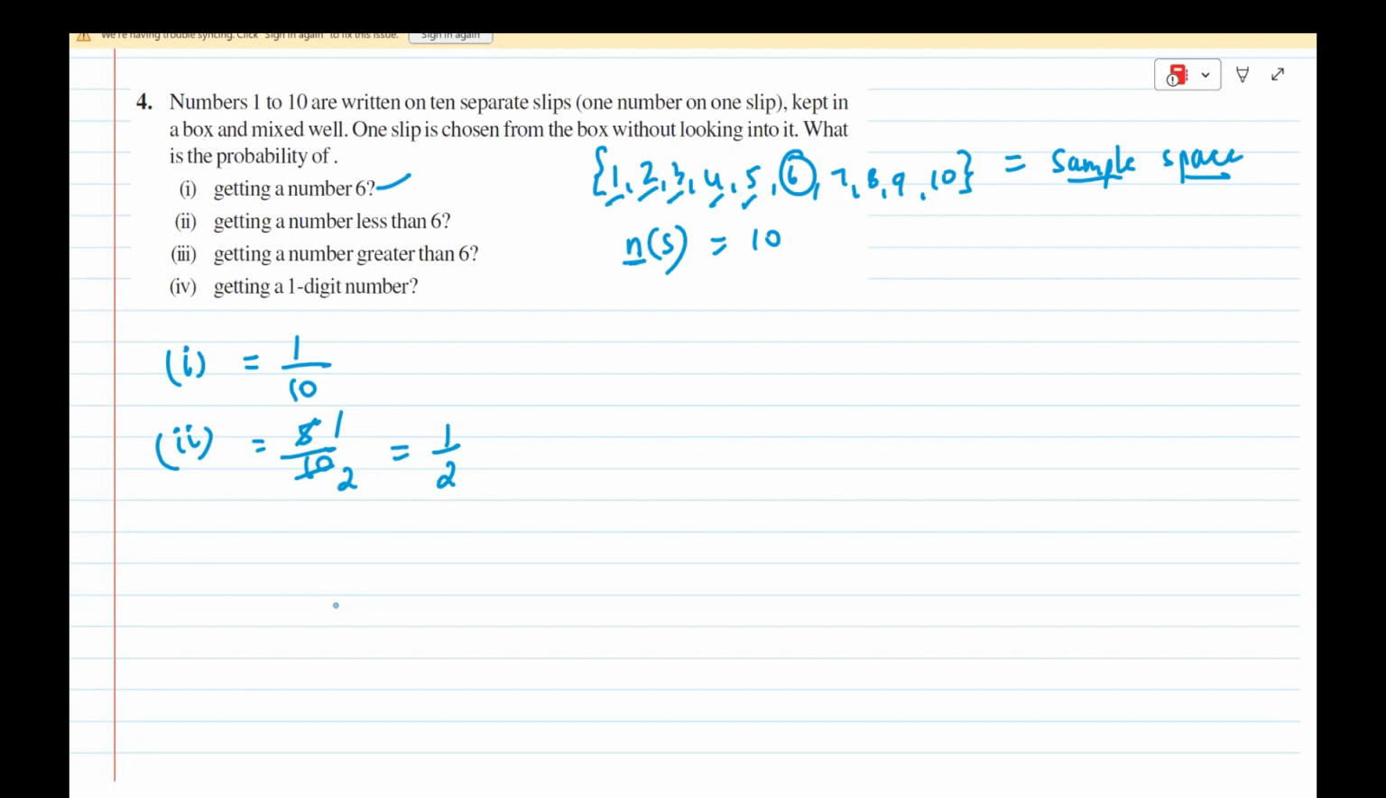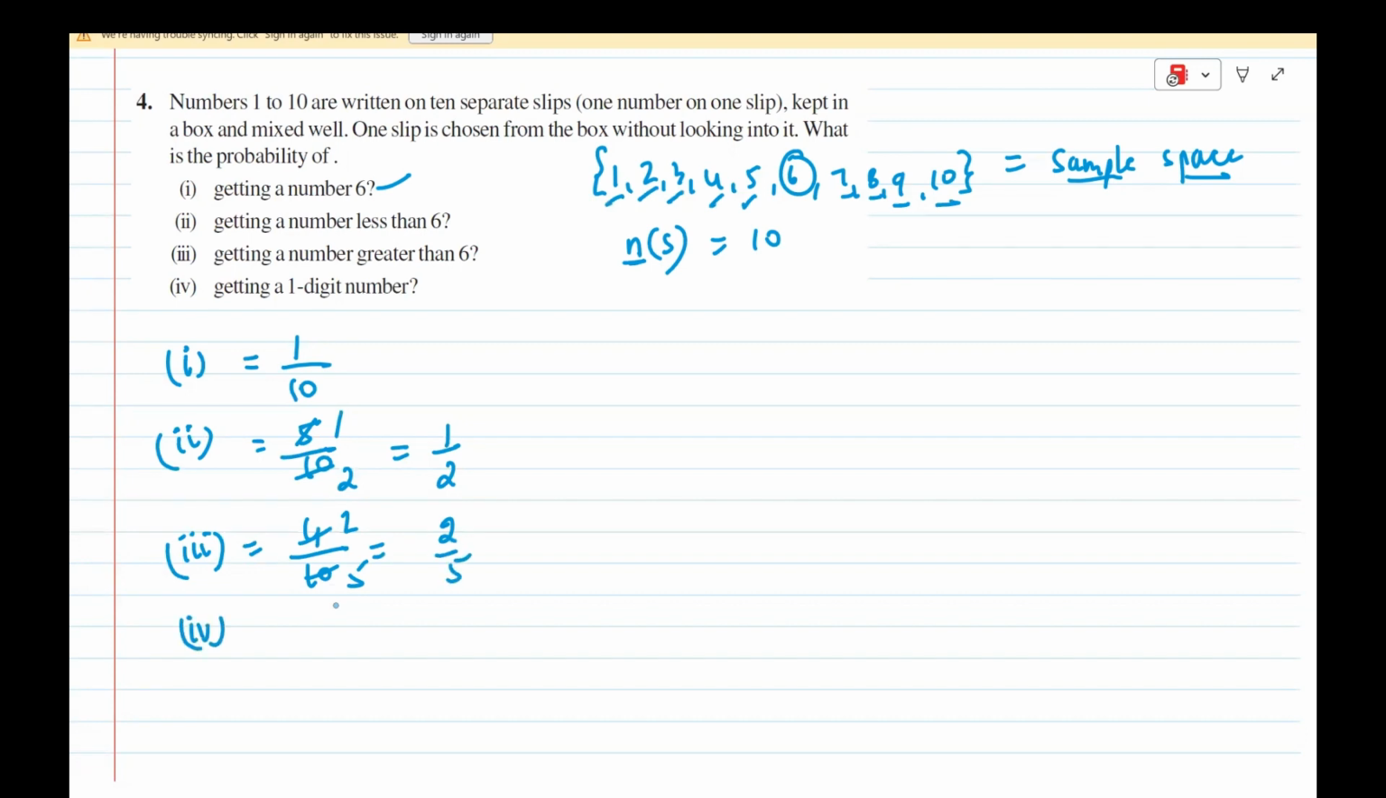Getting a number less than 6 is 1 by 2. Coming to the third part, it says getting a number greater than 6. In greater than 6, again 6 is not included. So how many? 1, 2, 3, 4. So 4 numbers are greater than 6 and the total is 10. So just do the cutting, and the probability is 2 by 5.